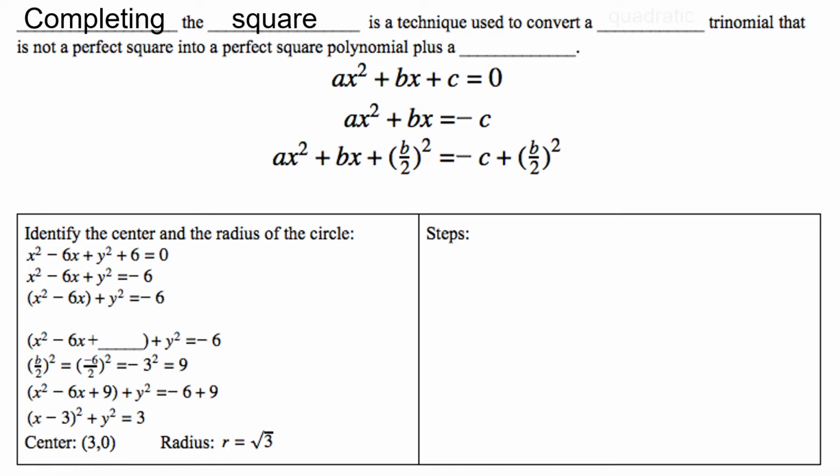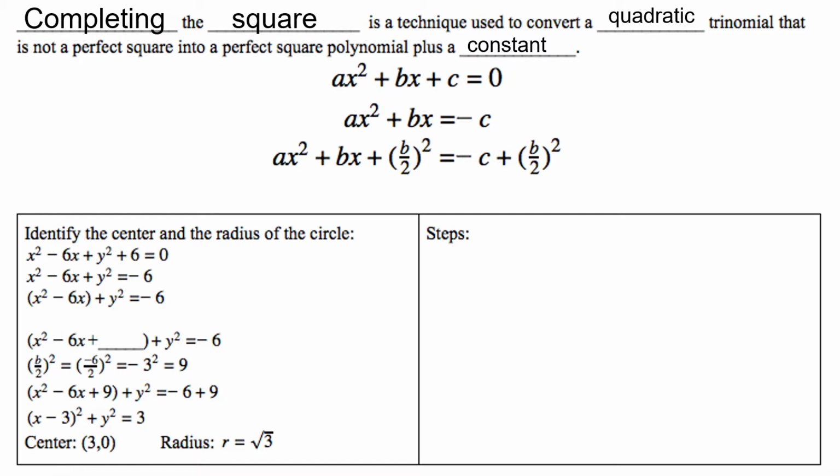So completing the square is a technique used to convert a quadratic trinomial, that is a 3-termed polynomial with a degree of 2, that's not a perfect square, into a perfect square plus some constant. And we're going to walk through each of the steps below.